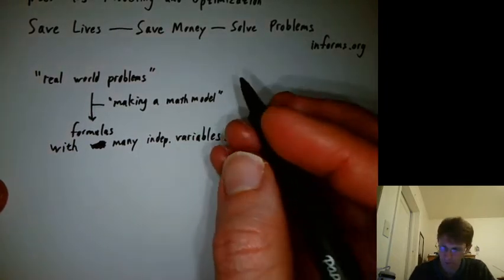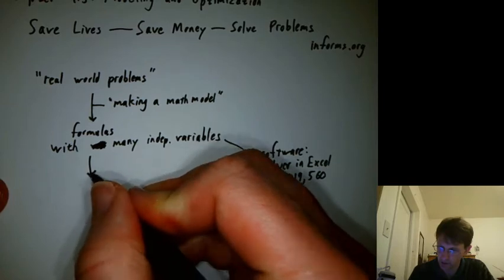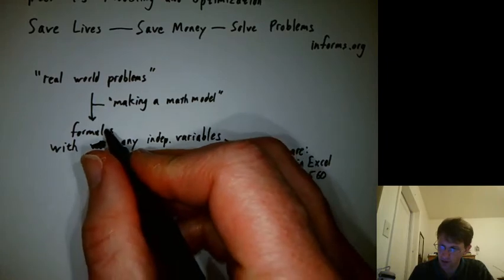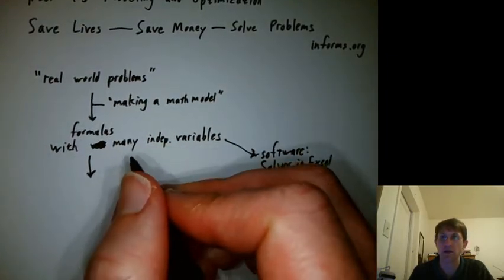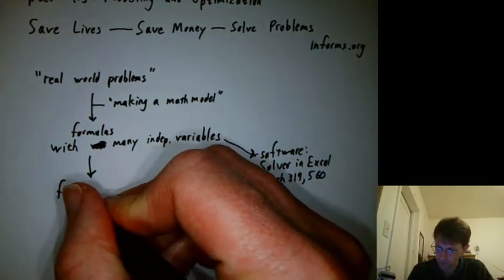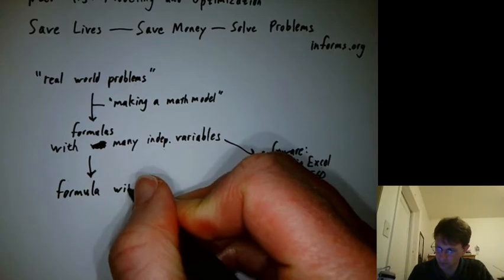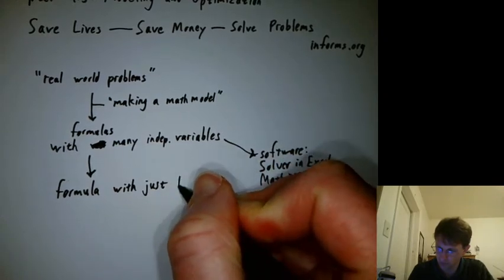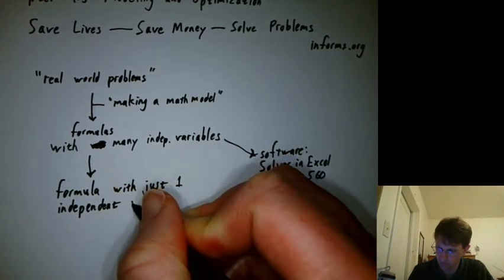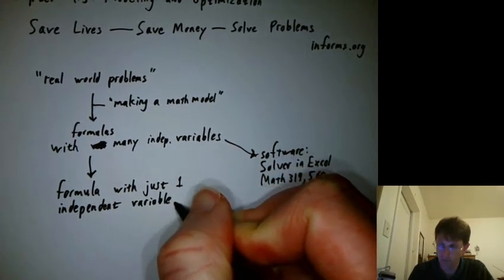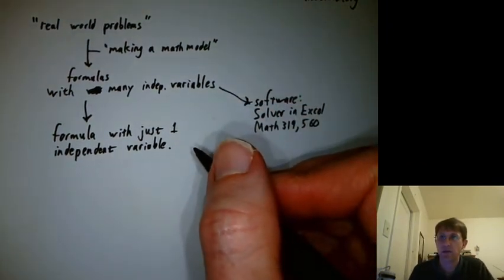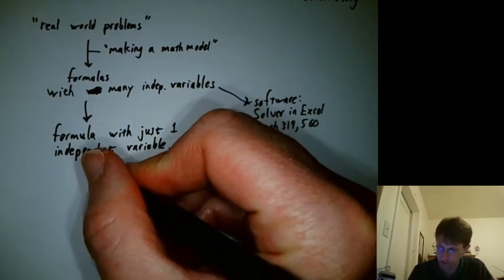Since we're in Calc 1 and we want to look at kind of the nuts and bolts of how these things work, we want simpler problems. So we're going to spend time turning these formulas with many independent variables into formulas with just one independent variable. And then we're going to apply the methods of chapter 3 to find mins or maxes.